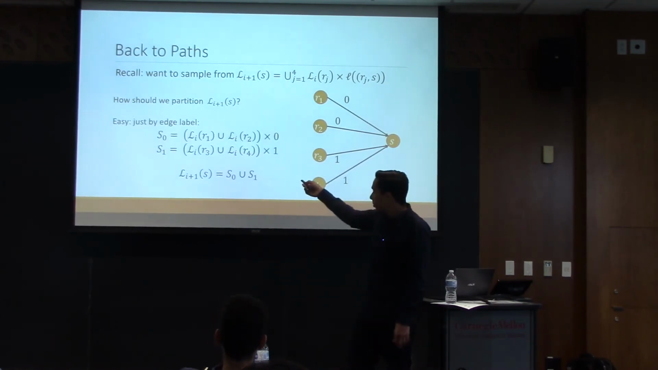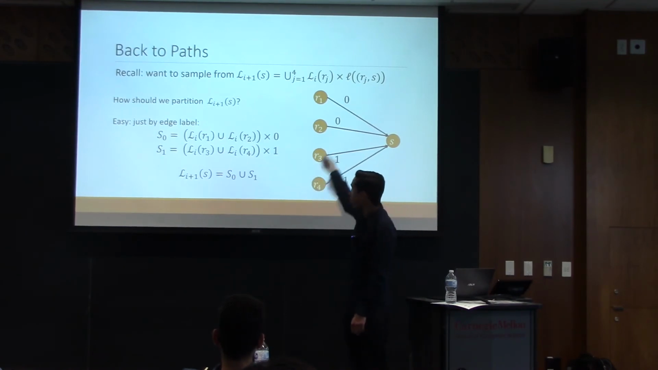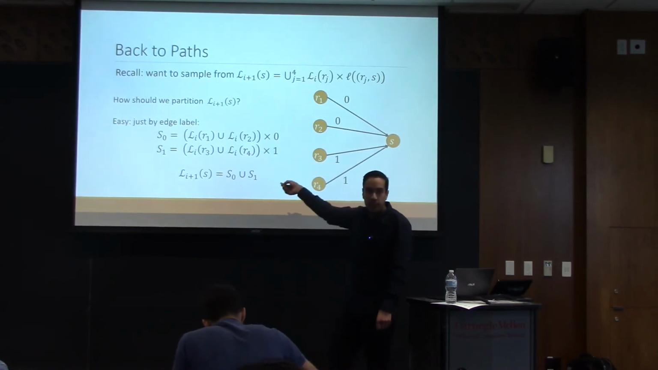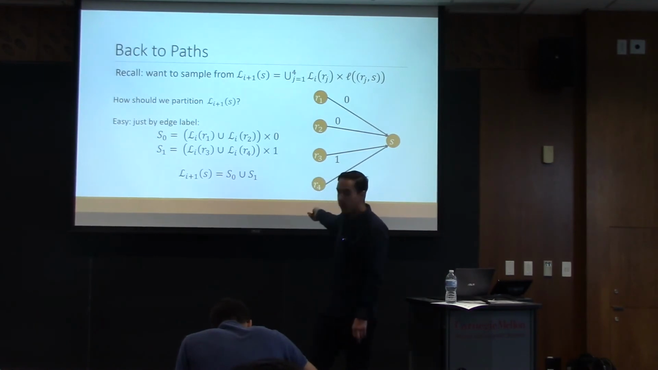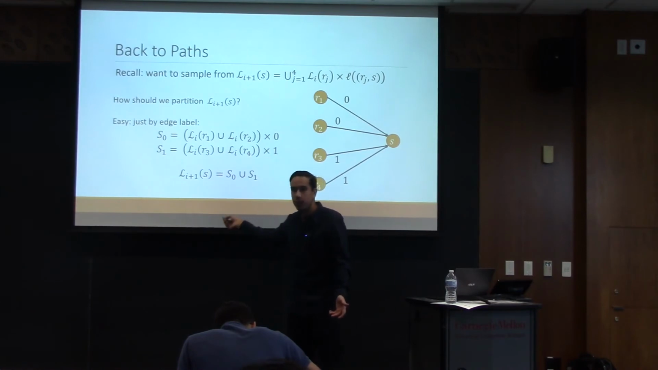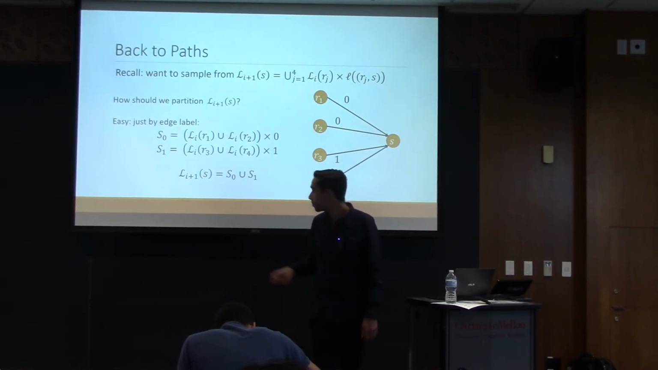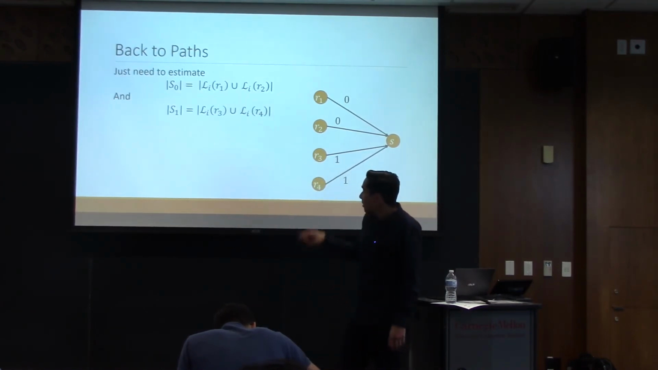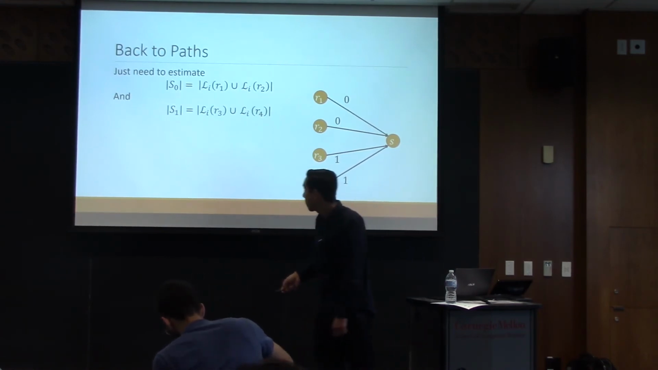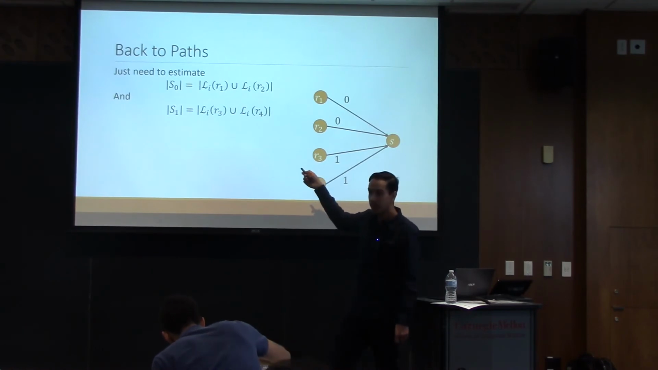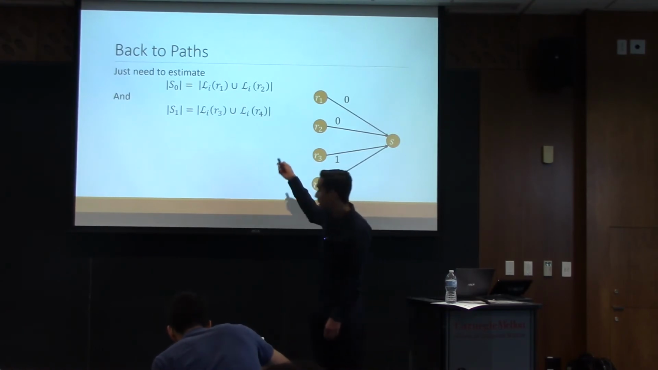So I'm going to let S0 be all the labelings ending in label 0. That's just the set of all labelings going into either R1 or R2, and then I append a 0. Similarly, the set of labelings with a 1 at the end must go through R3 or R4, and then I append a 1 at the end. Of course, these sets are disjoint because I can't have both a 0 and a 1 at the end. So what do I do? I just need to estimate the size of each of these pieces of the partition, the ones with label 0 and the ones with label 1. That size is the number of labelings of length i going into R1 plus the number of labelings of length i going into R2.